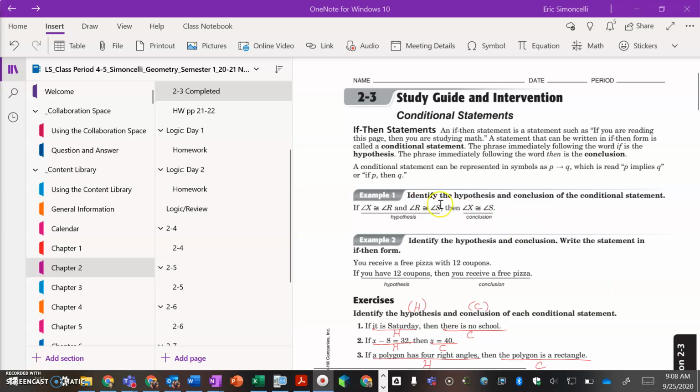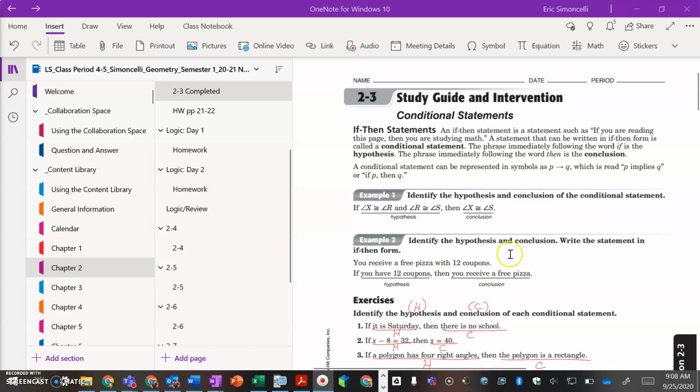Example 1. Identify the hypothesis and conclusion of the conditional statement. If angle X is congruent to angle R and angle R is congruent to angle S, then angle X is congruent to angle S. The hypothesis is all of the information that follows the word if. The conclusion is all the information that follows the word then.